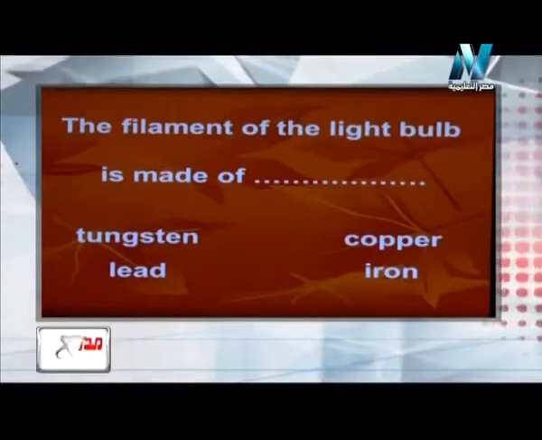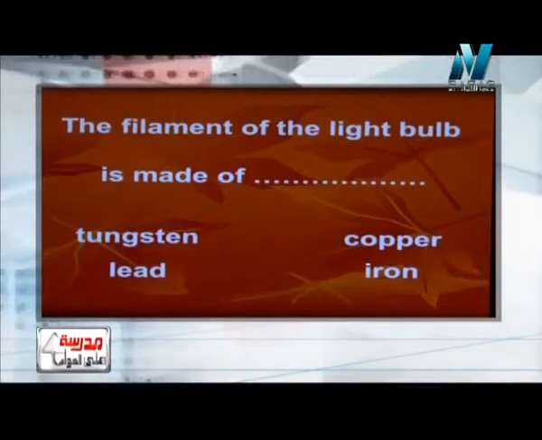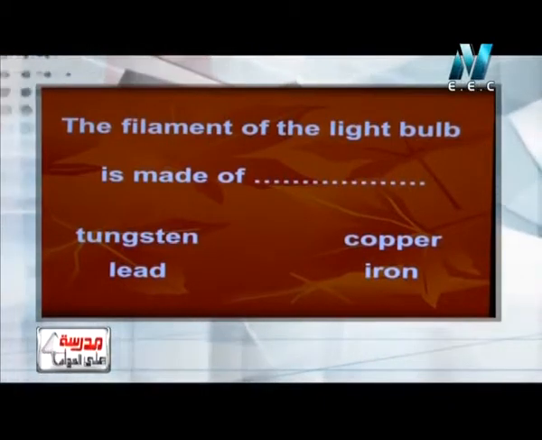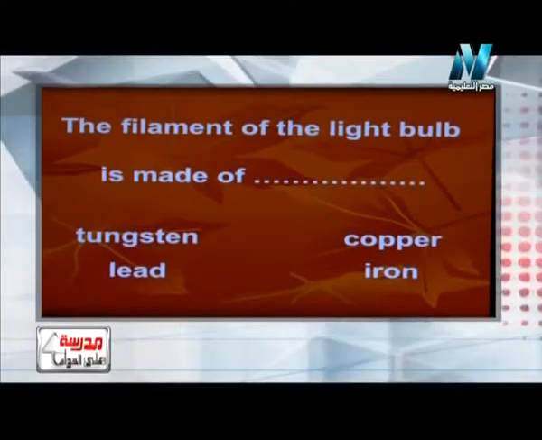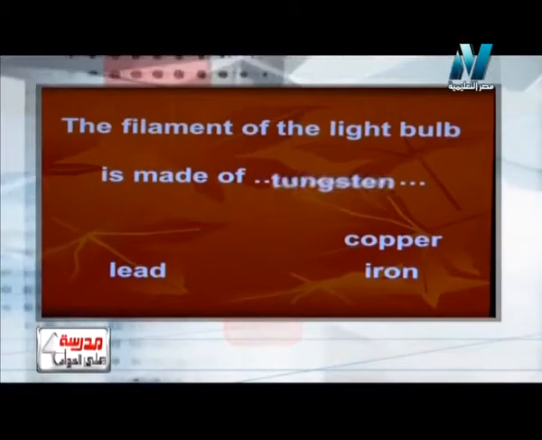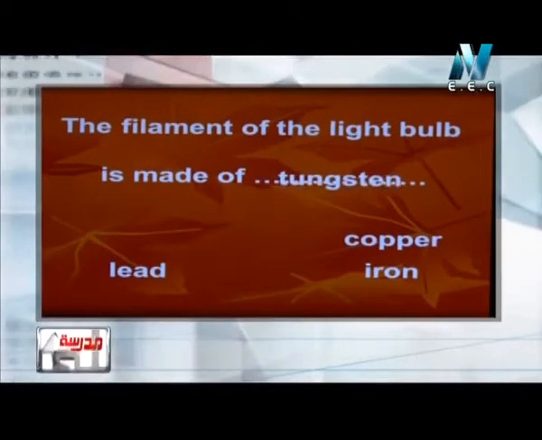Now another choose the correct answer question. The filament of the light bulb is made of. This question is very easy, and I know all the exams will contain it. It is very easy and very common at the same time. The filament of the light bulb is made of copper, tungsten, lead, or iron. Surely the answer will be tungsten, because tungsten has a high melting point.